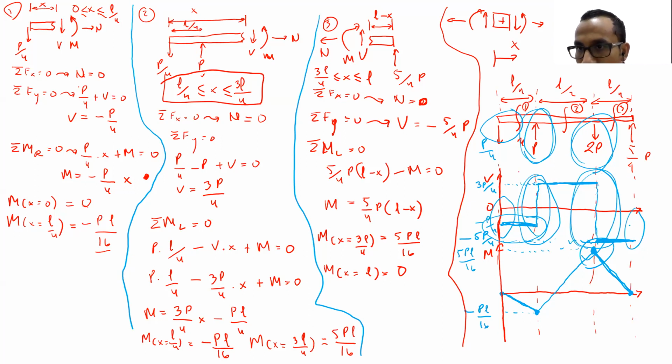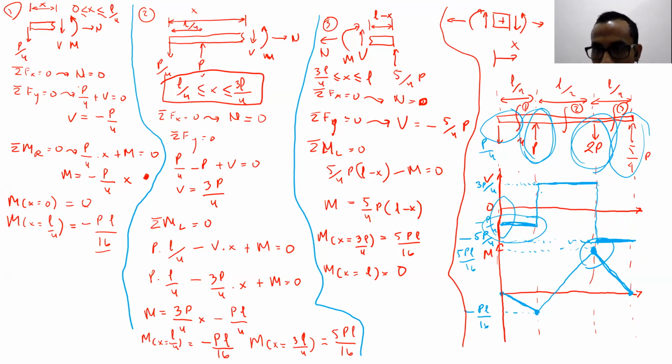Same at the last location at the right edge, because of 5P over 4, there will be a jump which has the value of minus 5P over 4. So the jump will be the same value as the concentrated load there. Up until now, is there any question about this internal force?